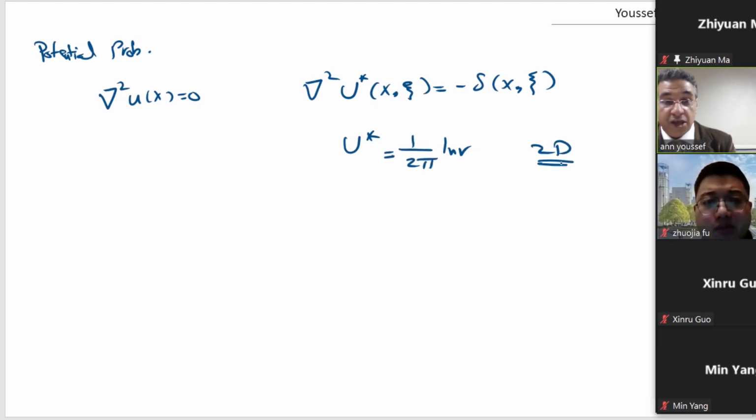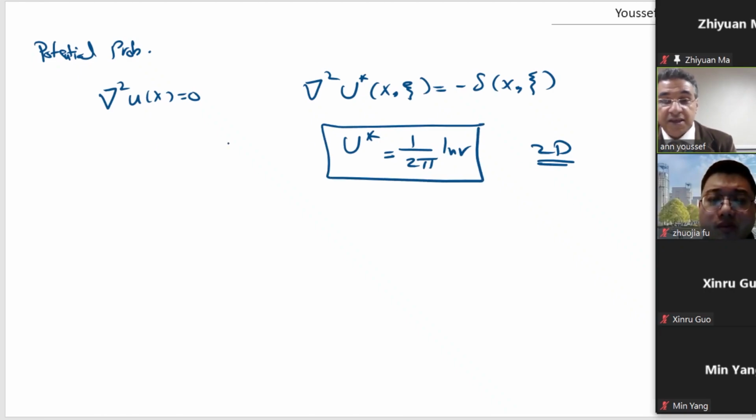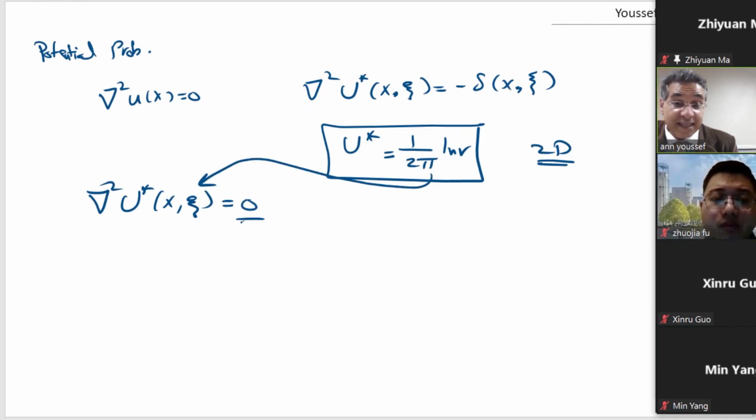I want you to verify that nabla square u asterisk of x and xi will equal 0 when you substitute this one here. You will get 0 because it is 0 everywhere except when xi equals 0, where it will blow up to infinity. You should verify this. I want you to verify this using index notation.